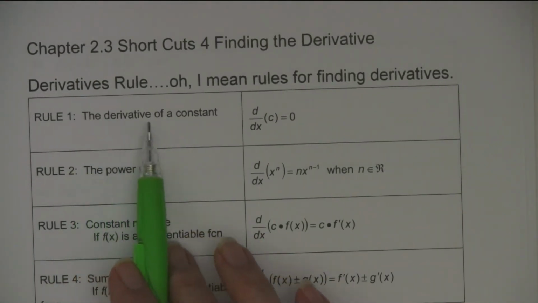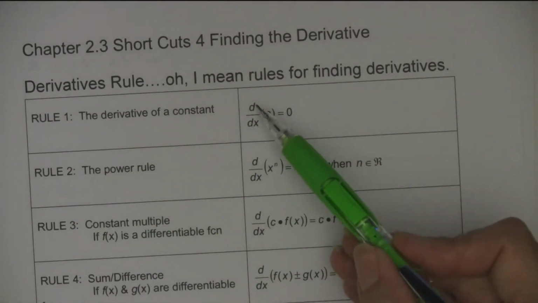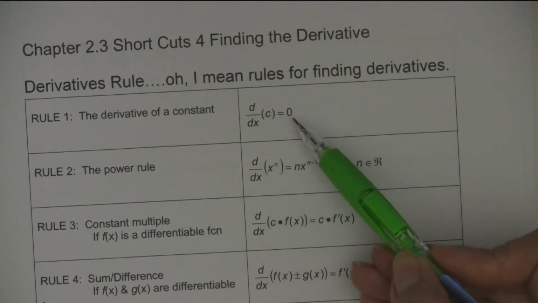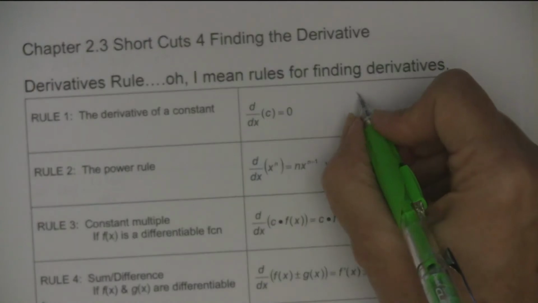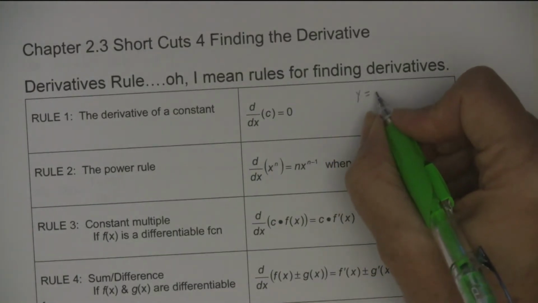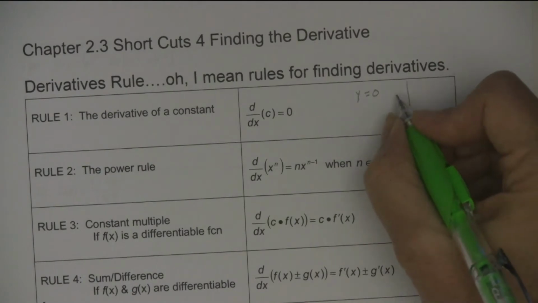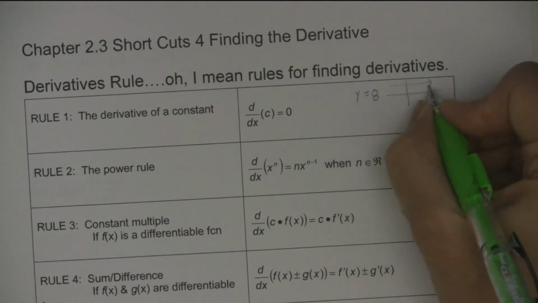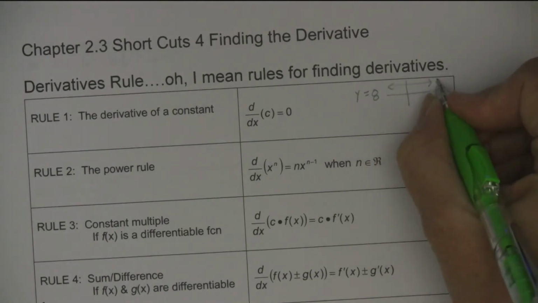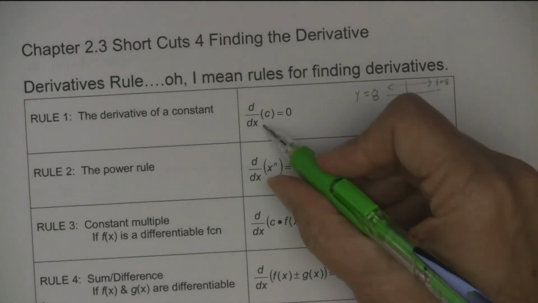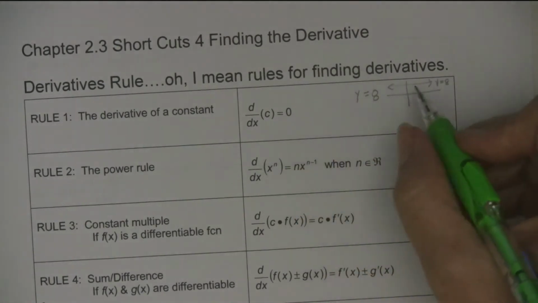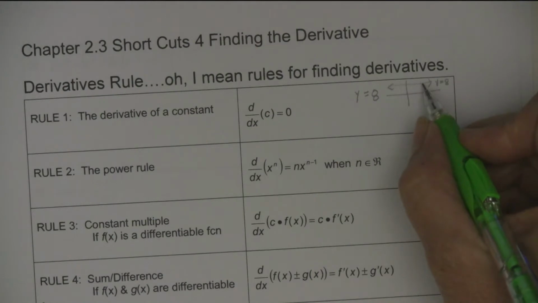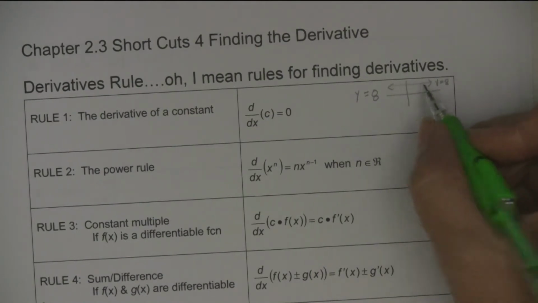Okay, the derivative of a constant. And so this is notation that means find the derivative with respect to x of a constant. And they say that it equals 0. Now when you think about this, y equals 0, let's say, or 8, and I'm going to graph this. So here's y equals 8. And remember what the derivative finds? It finds the slope. So at every point x, every value of x, the slope is 0, right?